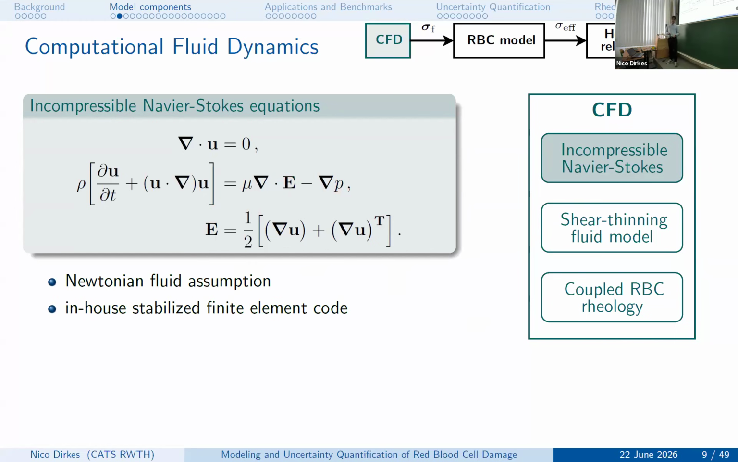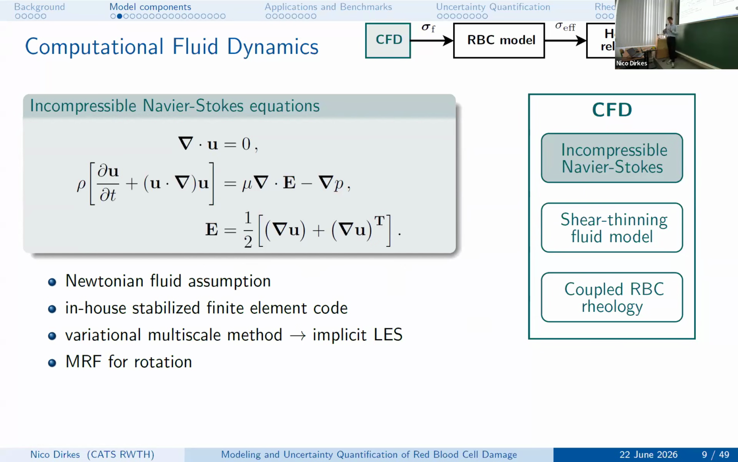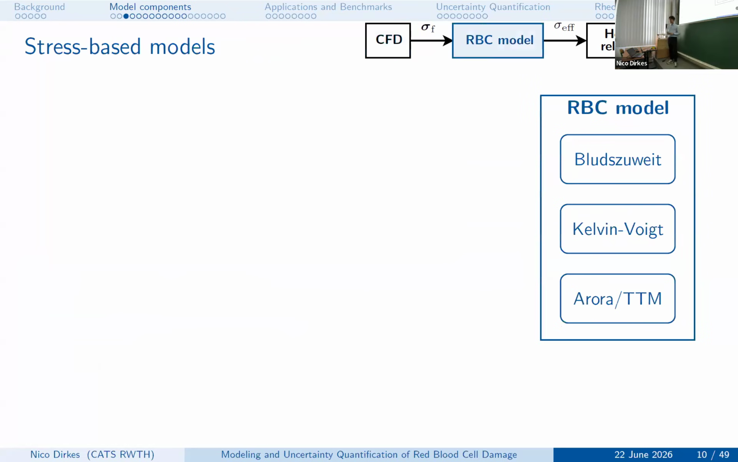We use an in-house stabilized finite element code to simulate this. And we stabilize this using the variational multiscale method, which also gives us a way to incorporate turbulence, basically. For rotating machinery, such as these blood pumps, we use the multiple reference frame approach. So this basically allows us to do a steady simulation and to account for the rotational forces in a rotating frame of reference without actually having to move the mesh. Okay, so this is now just the basis, and this talk is not so much about CFD, so I will go over this relatively quickly for now.